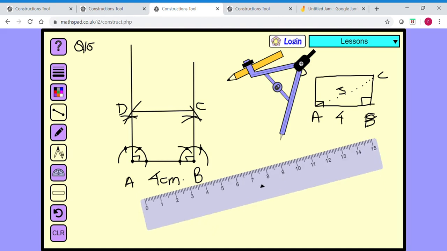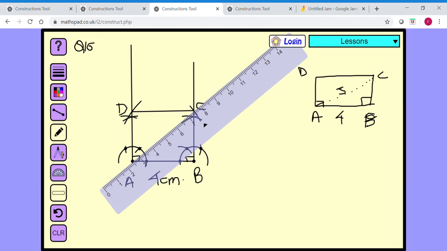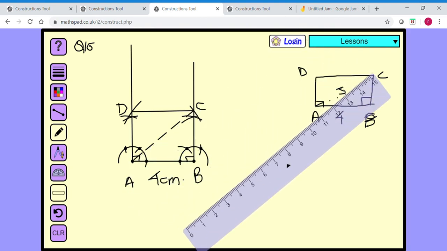The only thing remaining now is for me to make the dotted line of the diagonal. Perfect. Almost there. So let me join this using a dotted line, and here I go. Done. And this length is 4 centimeter. This length is 5 centimeter.